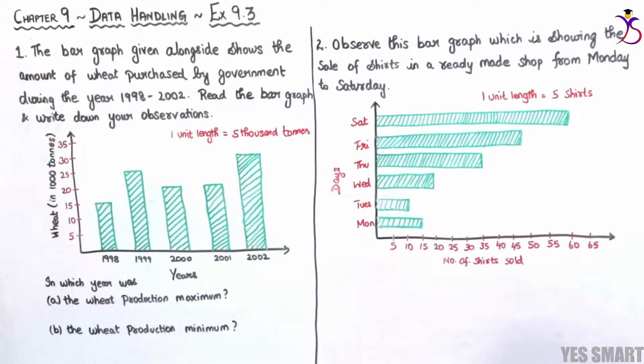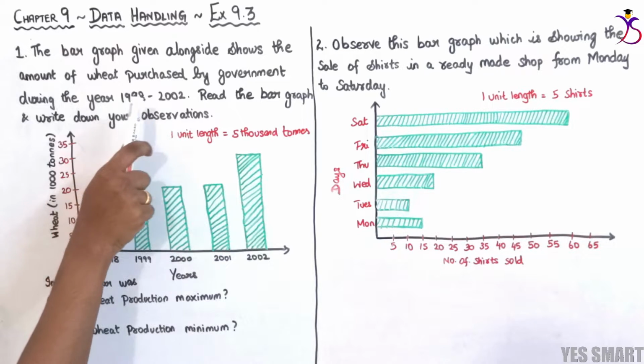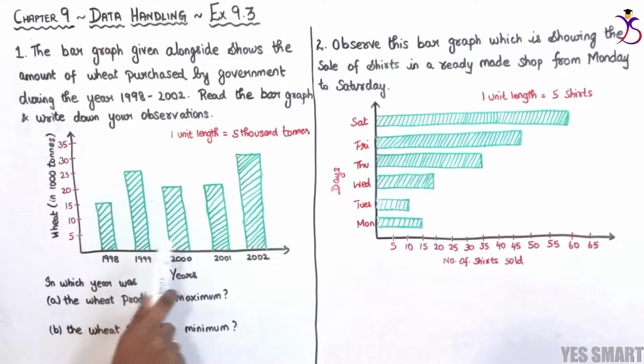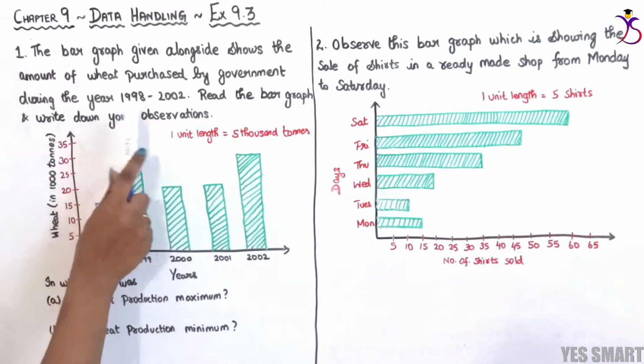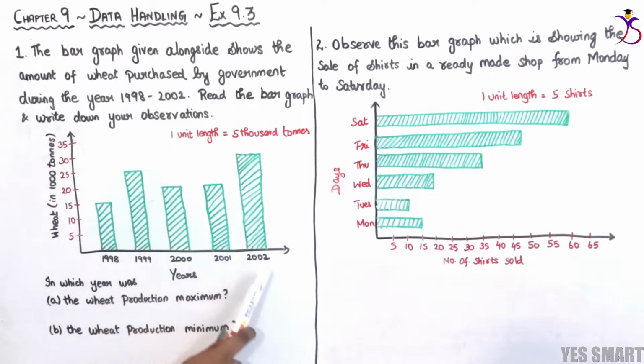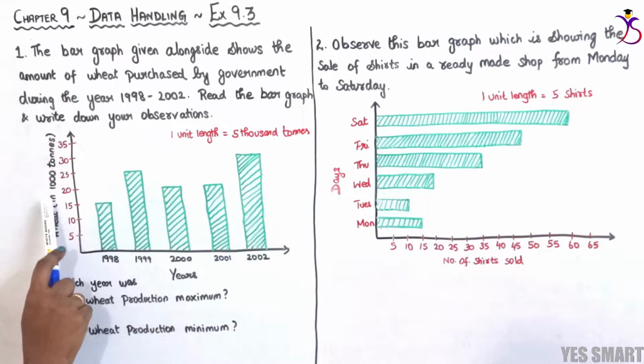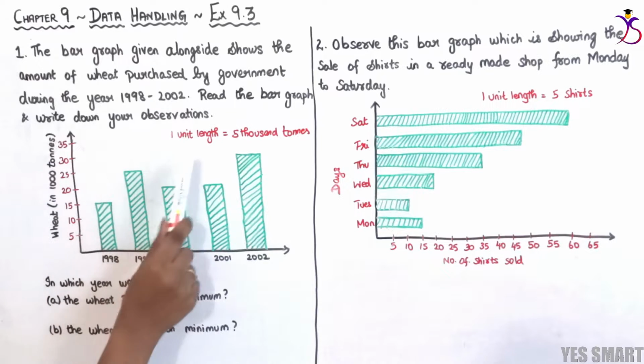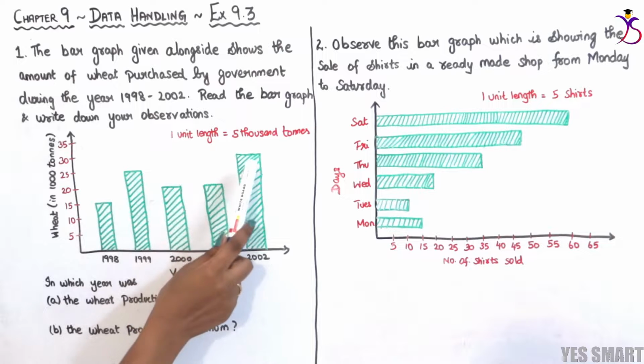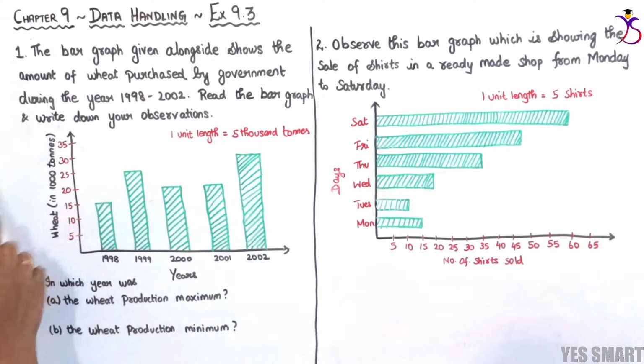Chapter 9 Data Handling, Exercise 9.3. In the first sum, the bar graph given alongside shows the amount of wheat purchased by the government during the years 1998 to 2002. So here is the bar graph. They have given the years on one side and on the other side the production of wheat in 1000 tons. The scale is in 1000 tons. They have given the scale as well: 1 unit length equals 5000 tons. So read the bar graph and write down your observations.